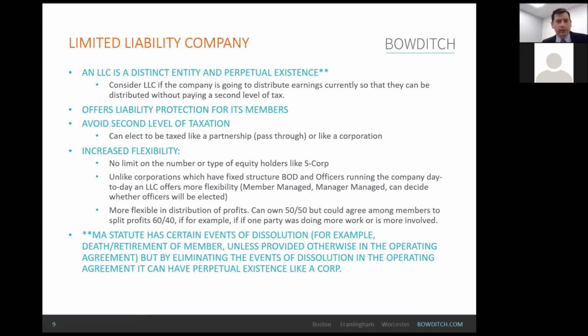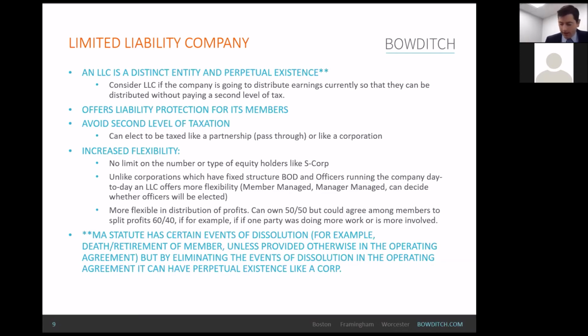And frequently, we will see a structure that is set up to emulate that corporate structure, with a board of managers and officers being appointed to run the company on a day-to-day basis. And I will say the one additional point to note is that in terms of distribution of profits, you can own an LLC on a 50-50 basis, but the flexibility of the LLC allows you to split profits on a different percentage if that is something that is of interest to the people running it.